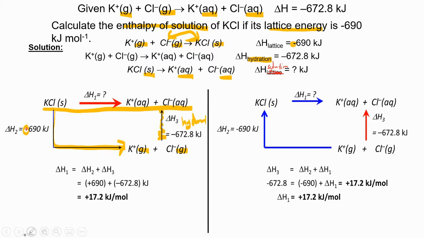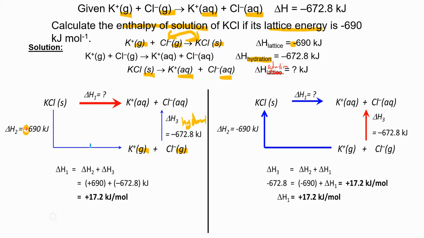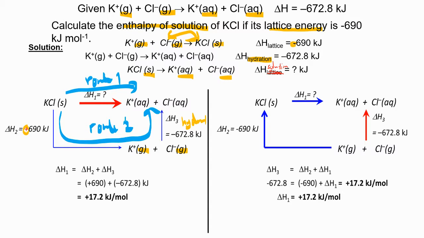Okay, and now I would like to highlight the route. For this equation, it means that route 1 equals route 2, where route 2 consists of enthalpy 2 and enthalpy 1.